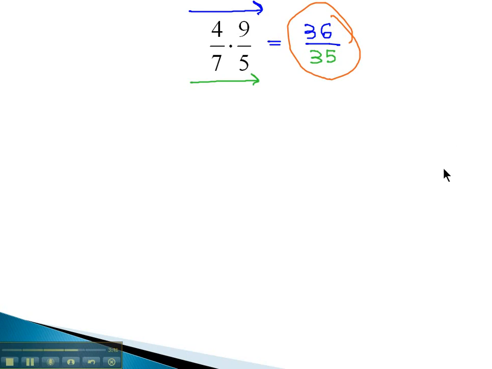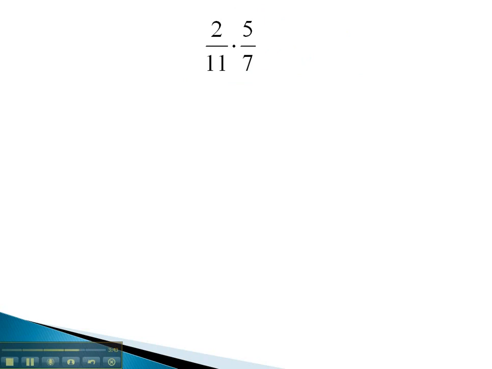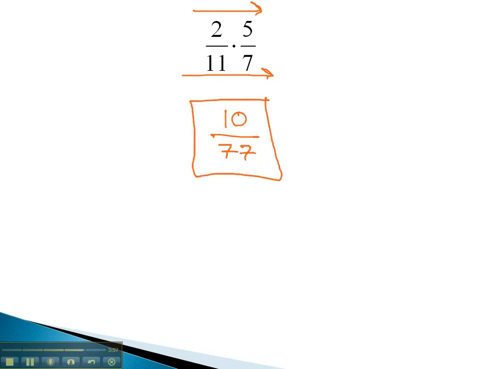Let's try one more example. Here we have 2/11 times 5/7. Multiplying the numerators, 2 times 5 is 10, over, multiply the denominators, 11 times 7 is 77, and we have our final solution. Multiplication of fractions is the most basic of all operations, where we simply multiply the numerators and multiply the denominators.